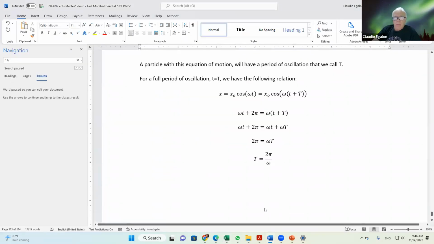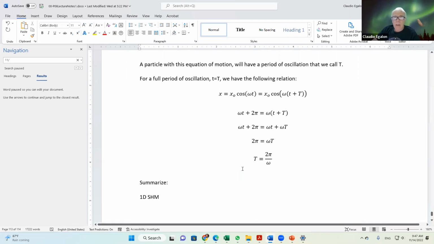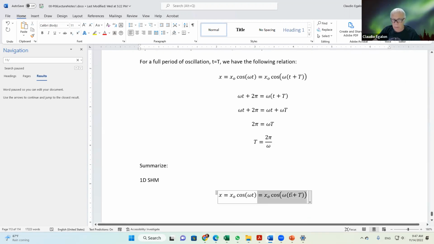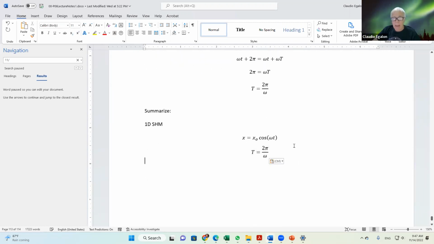Okay, so in summary, let's summarize. Simple harmonic motion, by the way, in 1D, one dimensional simple harmonic motion, is going to be given by this equation right in here. We also have the period of oscillation, which is given by this equation right in here. There is more that we can do, but we're going to continue that after the break.